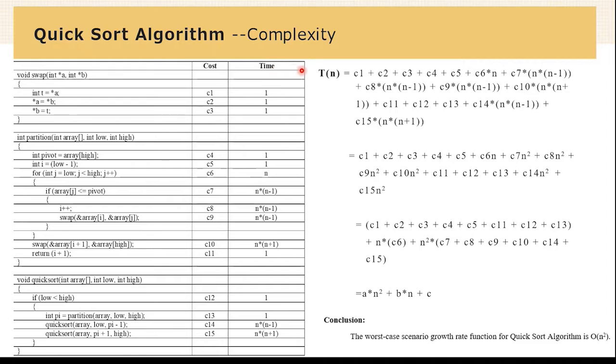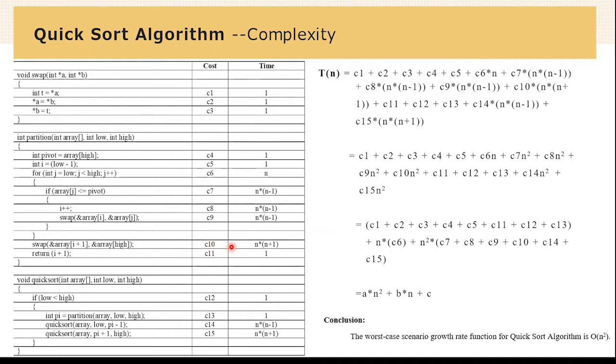As you can see on the right hand side, here we multiply the cost and time. So for the C1, C2, C3, C4, and C5, we will multiply it by 1. For the C6, we multiply by n. And for the C7, we will multiply n times n minus 1. The same goes for the C8 and C9.